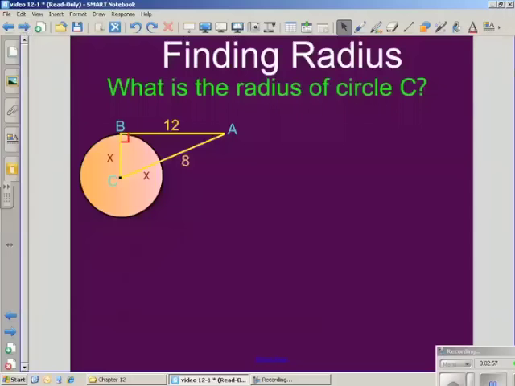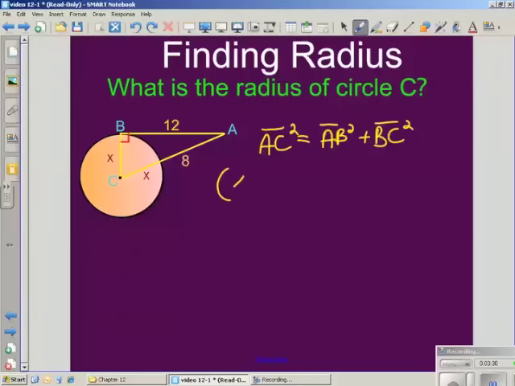What is the radius of circle C? Since this is a right triangle, we can use the Pythagorean theorem to solve for the radius. So the hypotenuse is segment AC. So we know segment AC squared equals segment AB squared plus segment BC squared. Pythagorean theorem. Let's substitute the values.